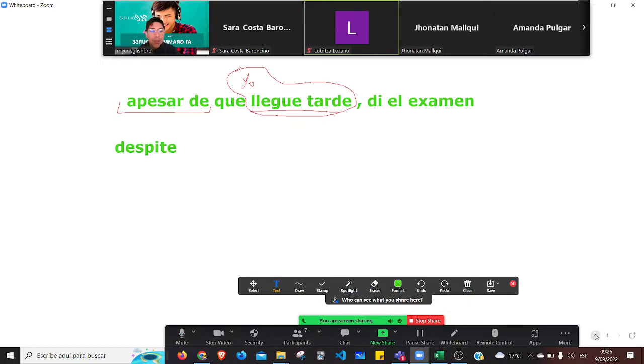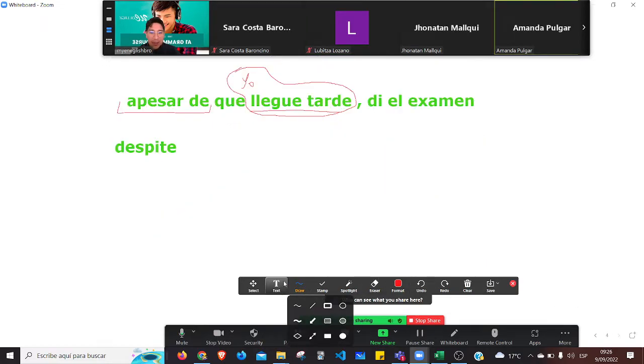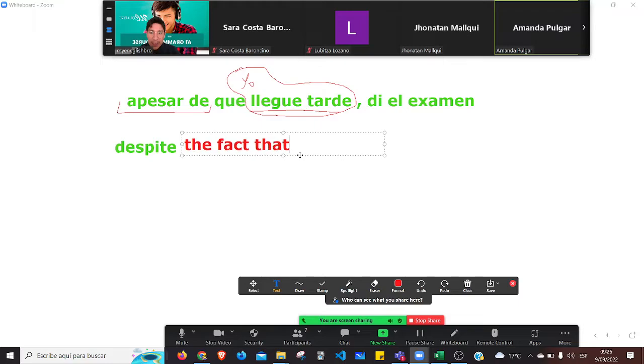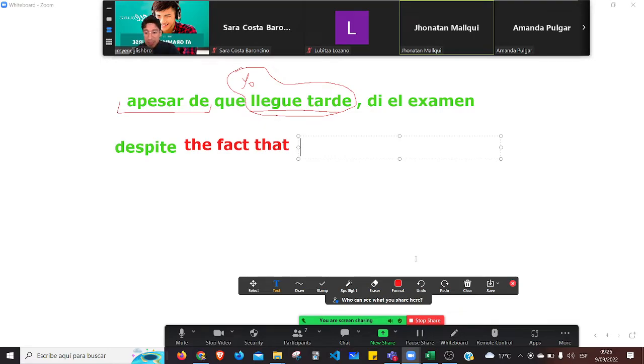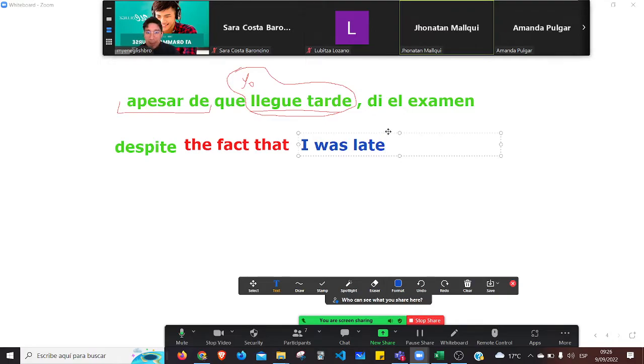Clause. Ahora, si yo voy a usar una clause, ¿qué tengo que usar sí o sí? ¿Va de frente o tengo que agregarle ciertas palabritas? Ajá, entonces voy a poner despite the fact that. Ahora, ¿qué pongo? Yo llegué tarde. ¿Cómo sería? I was late. Puede ser I was late. También puedes decir I arrived late. A pesar de que llegué tarde, coma, I took the exam. ¿Te das cuenta? Despite the fact that I was late, I took the exam. ¿Por qué utilizo the fact that? Porque estoy usando una clause.